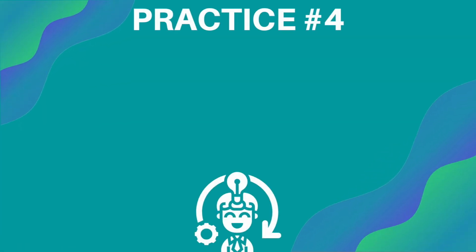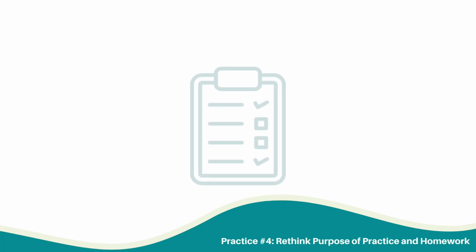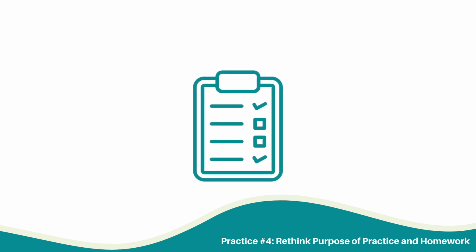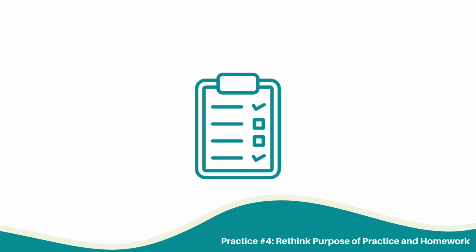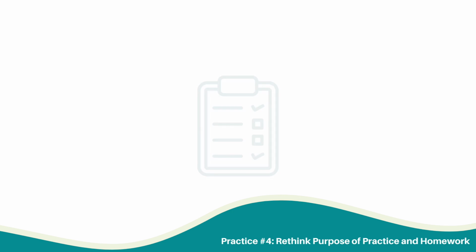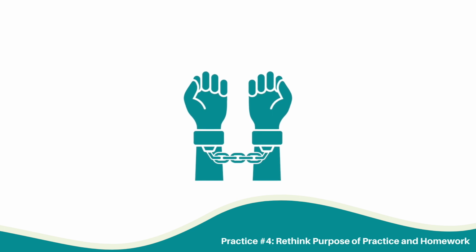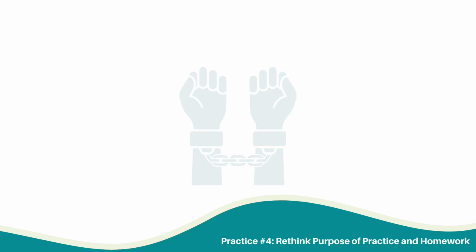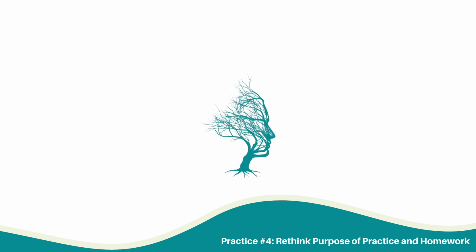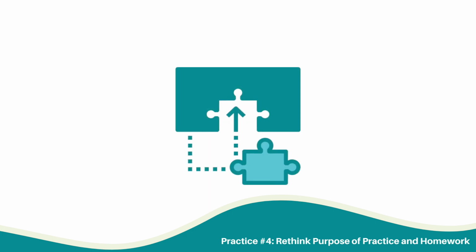Practice number 4. Rethink purpose of practice and homework. Homework checks, evaluation for accountability, and taking up work are current practices that happen in many of our classrooms. When these methods are used, they can act as a gotcha, meaning they are used to penalize students. When we use homework evaluation as a measure of accountability, we aren't measuring what we think we are measuring. We may learn that a student hasn't completed work, but we have no idea why.